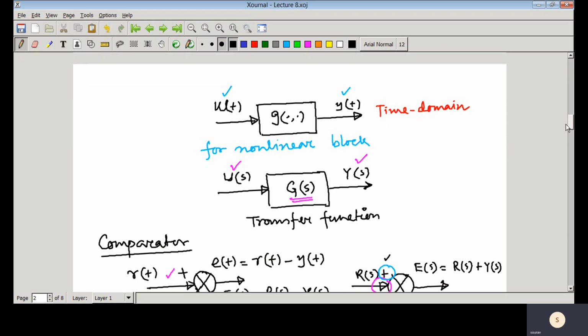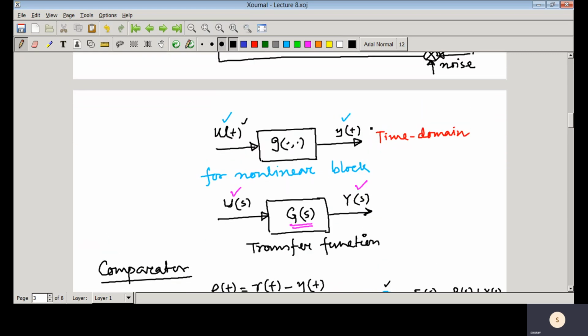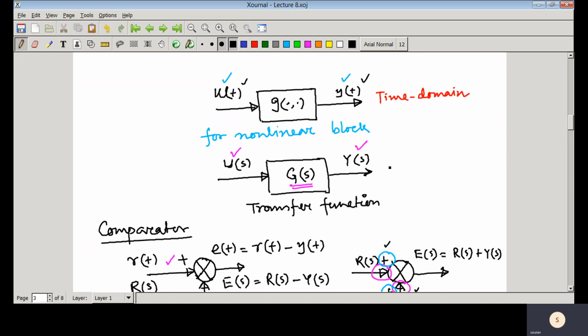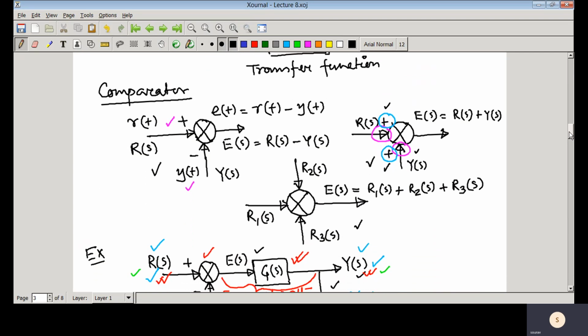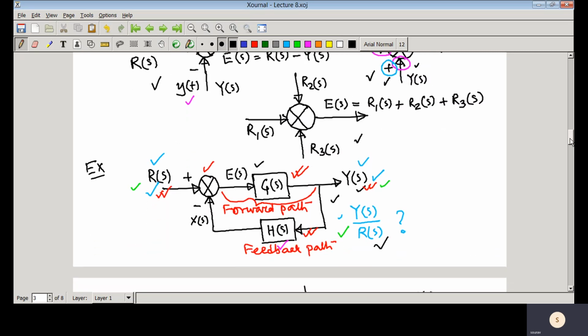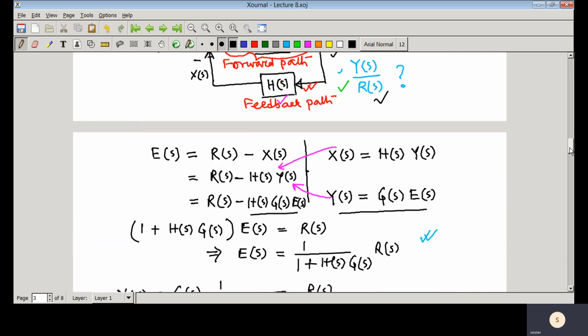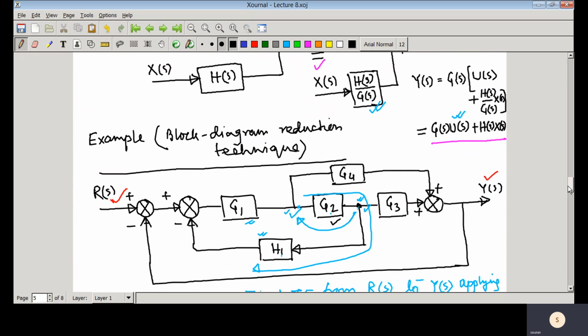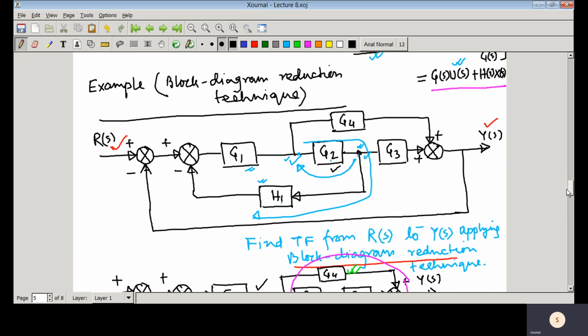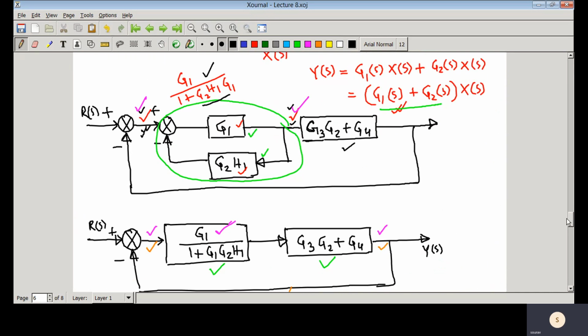Then for a nonlinear system, we need to present the block diagram in the time domain, and in case of an LTI system we can do it in the time domain as well as in the Laplace domain. For the comparator, we have seen the basic algebraic operations that take place, and then we have seen the block diagram reduction technique. There are some methods we have followed, and finally we have solved one example. Thank you.